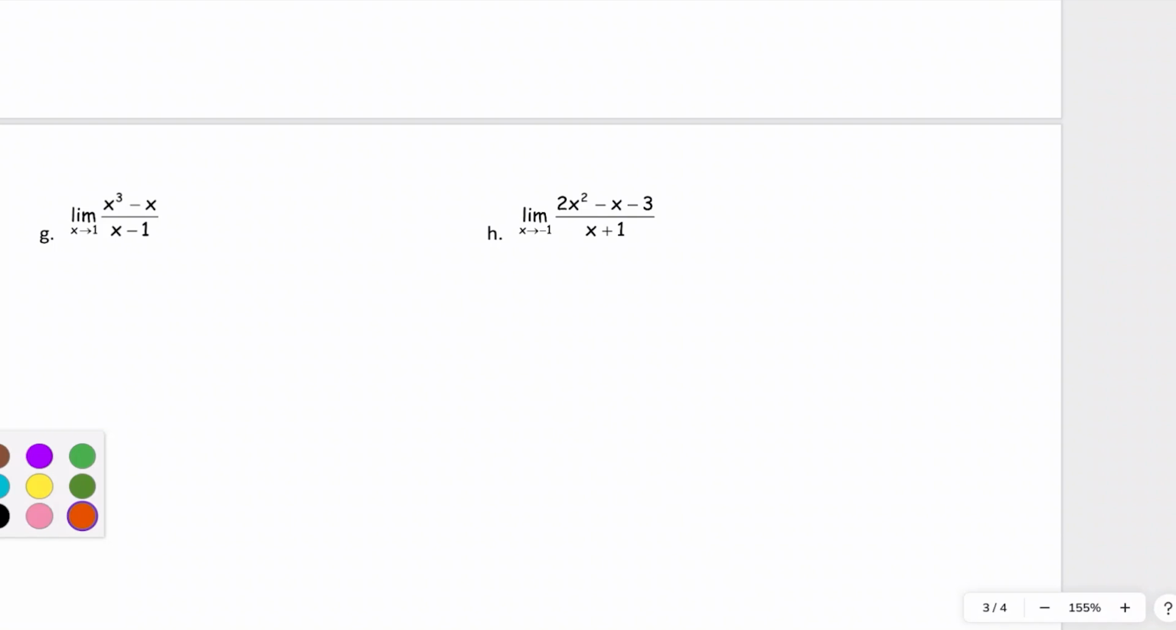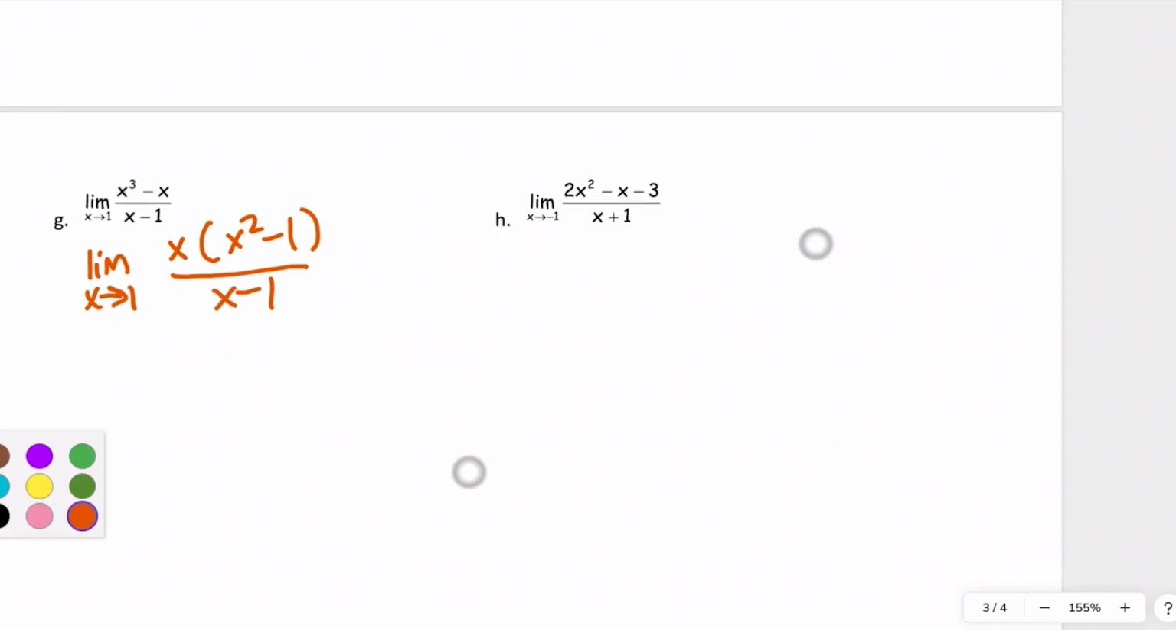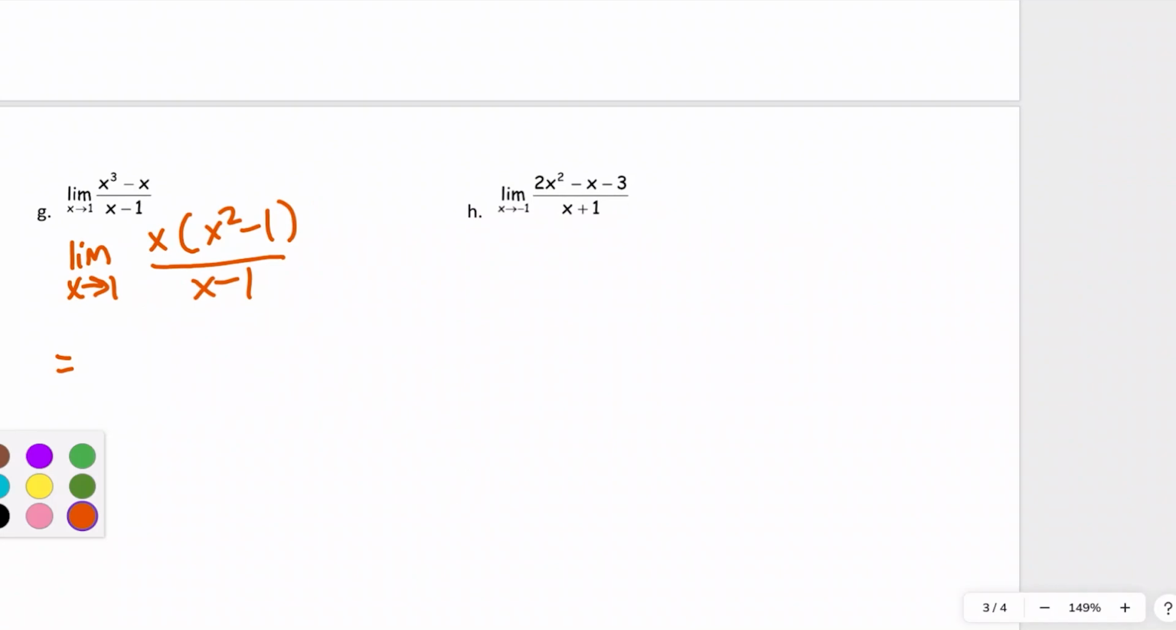Okay, so here we want to factor out an x from the numerator. We get the limit as x approaches 1 of x times x squared minus 1 over x minus 1. And you might say, well, wait a minute. Nothing's canceling out yet. And that's because we could do a little bit more factoring. We can factor out that x squared minus 1. It is a difference of two squares, so we can write it as x plus 1 times x minus 1 over x minus 1. And now we can get those x minus 1s to reduce.